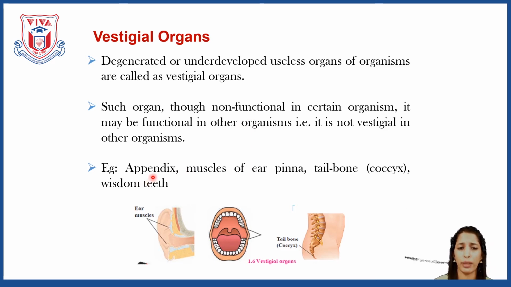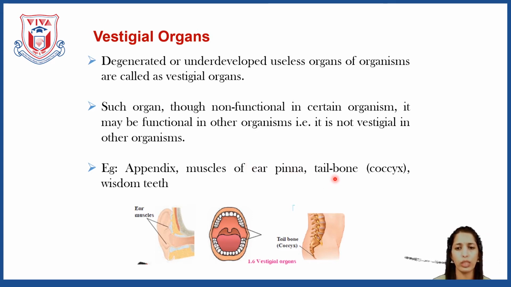That can be the appendix, that can be the muscles of our ear pinna. The ear pinna is the external ear. Like when we were monkeys, you must have seen the monkey's ear, they can move the external ear. Now due to evolution we don't need that capacity, right? So our ears are fixed. So the muscles of the ear pinna are again a vestigial organ for ourselves.